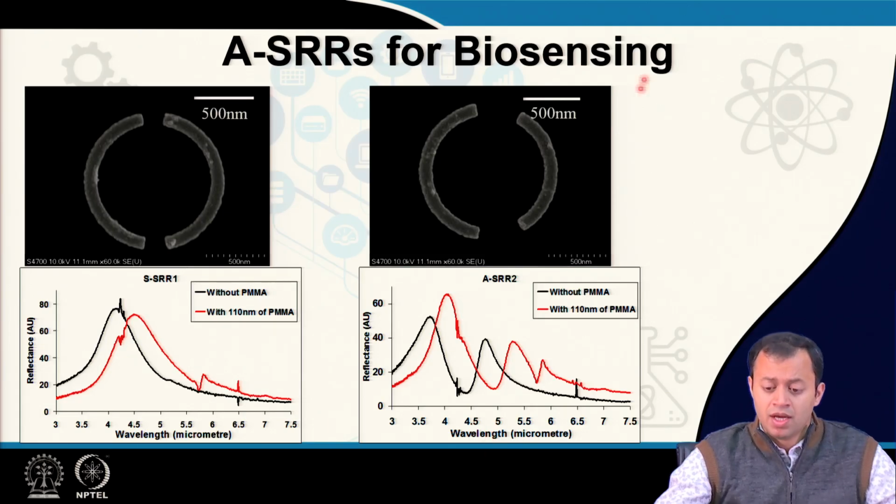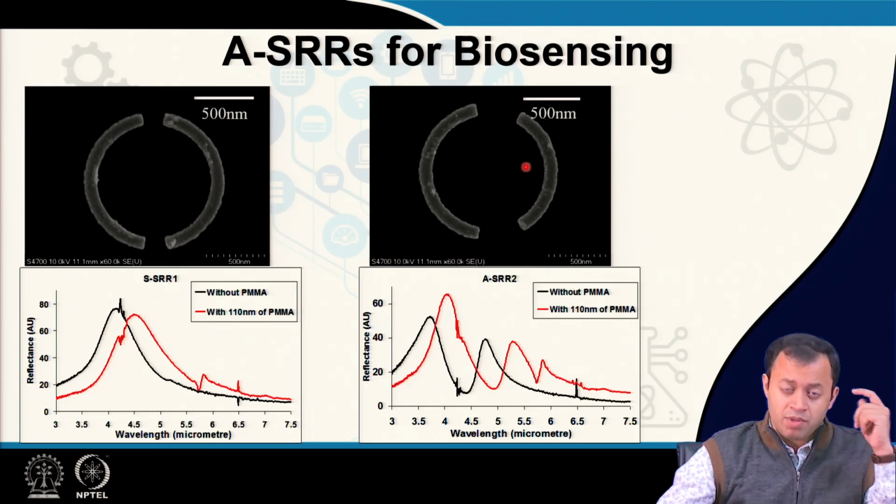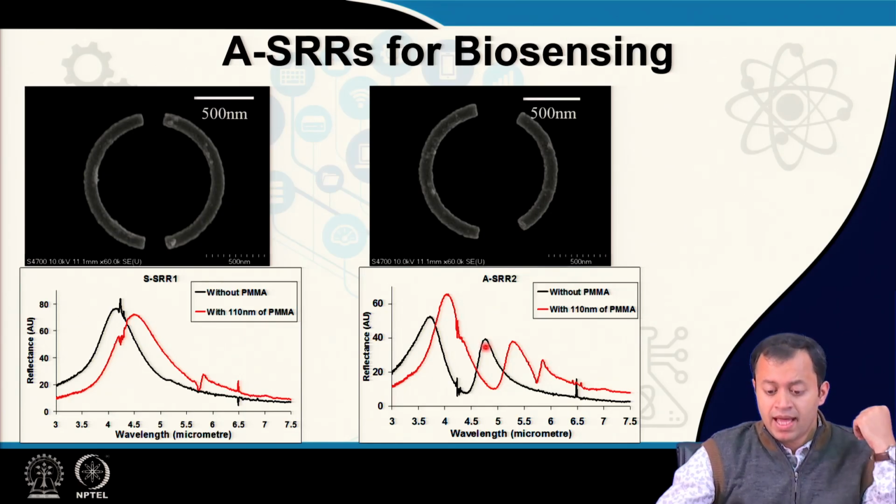Why is energy reducing? Previously light was coming straight from air and hitting this surface. Now, light is coming from air to the analyte that you have put. In our case, it is a very thin layer, 110 nanometer of polymethyl methacrylate. The light is now passing from air to medium to this, just like the light is passing from glass to water to the steel spoon and then returning back. It is the same thing, and you see the shift in resonance.